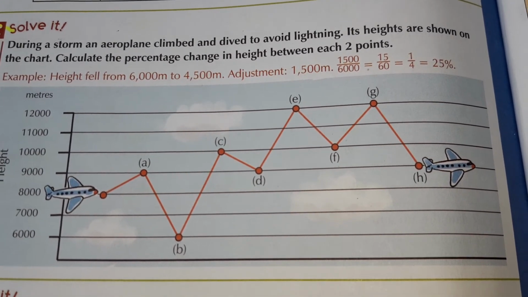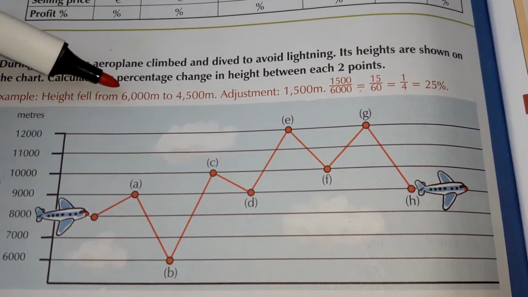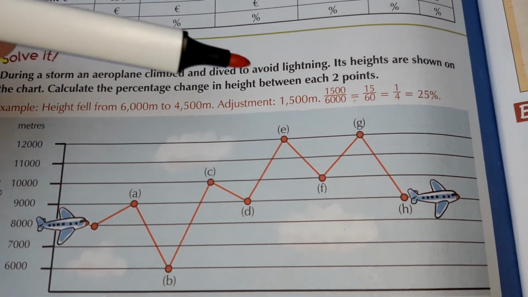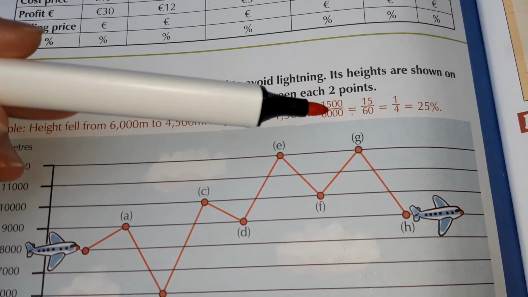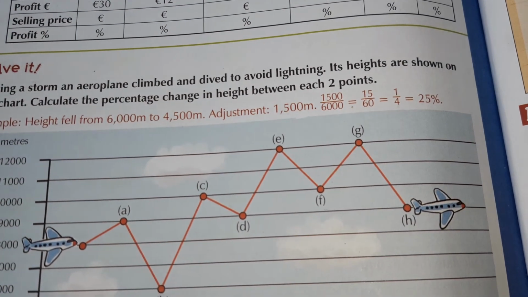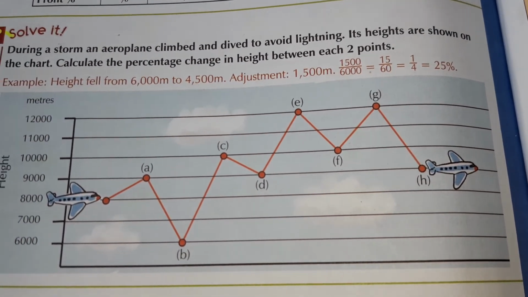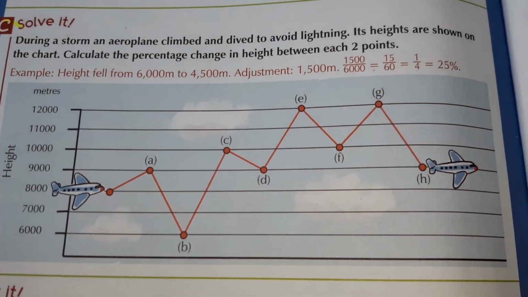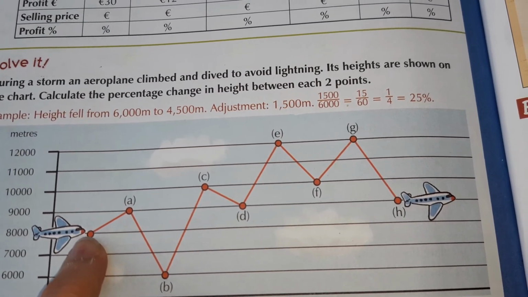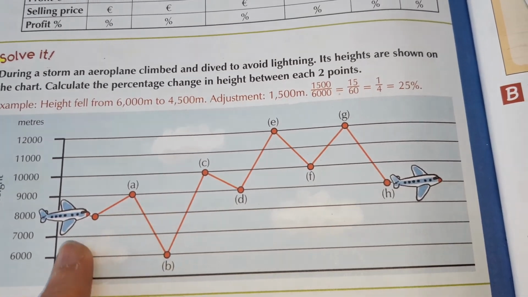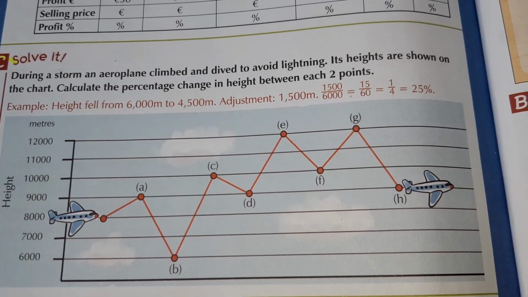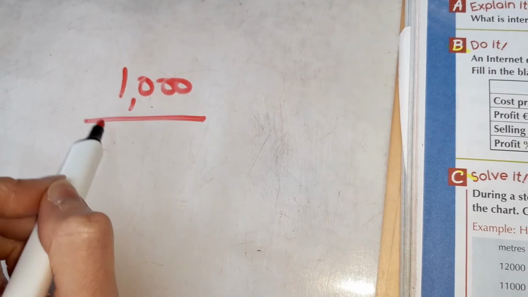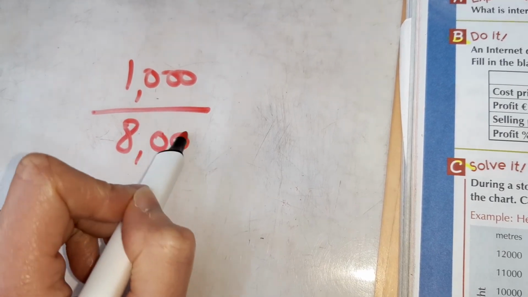So you would put your 1,500 out of the height that had been at 6,000, and then you're basically simplifying the fraction, and then what percent is that, then change the fraction into a percentage. So if you look at the first one, the height is 8,000 meters, and that's where the plane's at, and then it rose to 9,000. So that's an adjustment of 1,000. So it's 1,000 out of the height that had been at is 8,000.